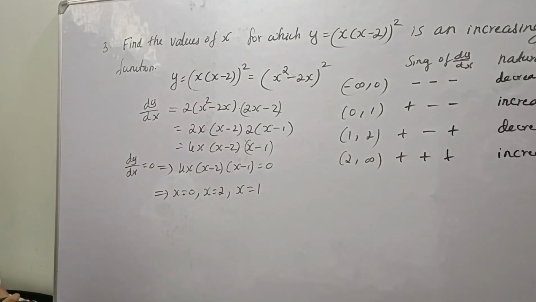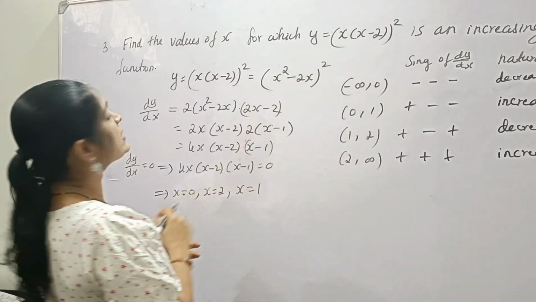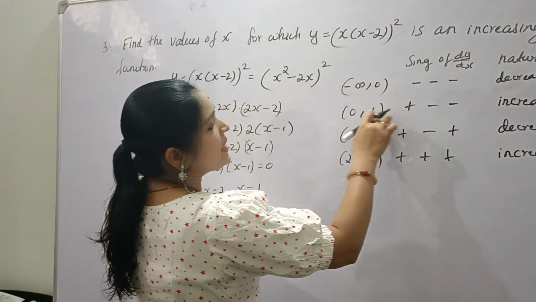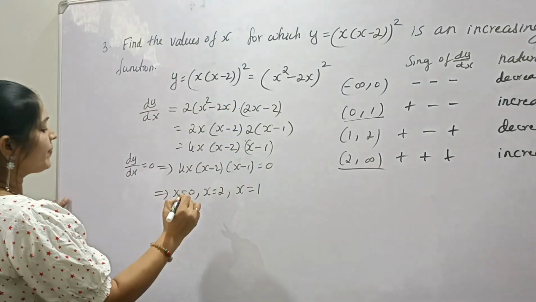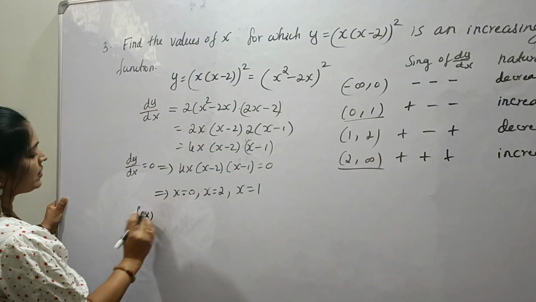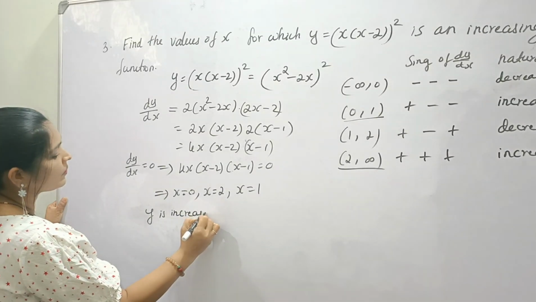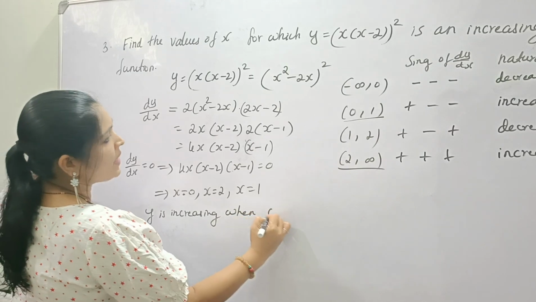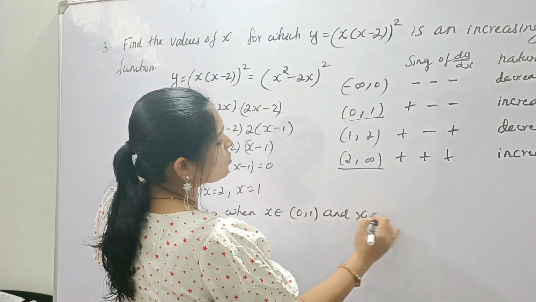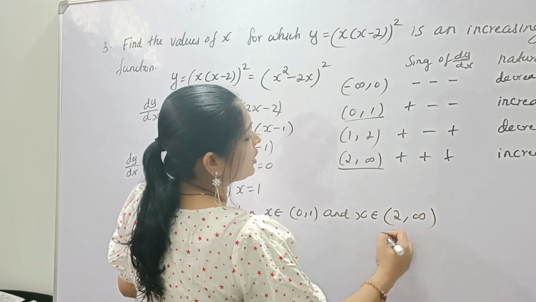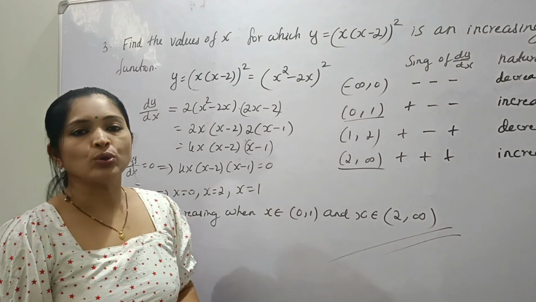So here we have to find the values of x, right? When the function is increasing, x belongs to 0 to 1 and 2 to infinity. So f of x, that is y, is increasing when x belongs to 0 to 1 and x belongs to 2 to infinity. Okay, these are the values of x: x belongs to 0 to 1 and x belongs to 2 to infinity.